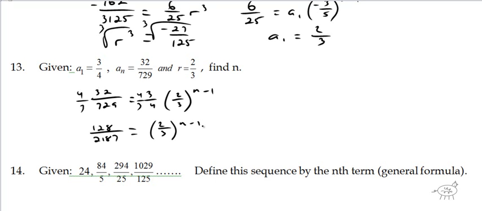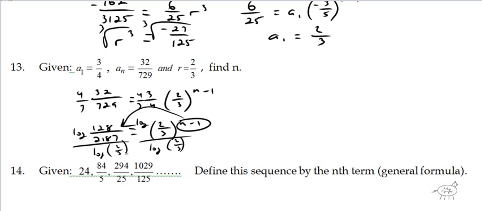Okay? And then I take the log of both sides, if you guys remember that. And that's a little nasty, but that n minus 1 then comes up in front. And then, just because it's going to take a lot of writing here, I divide both sides by log of 2/3. Make sure you use lots of parentheses.